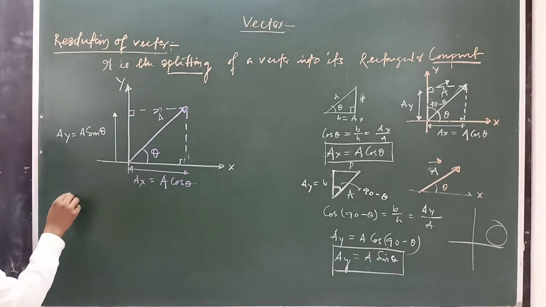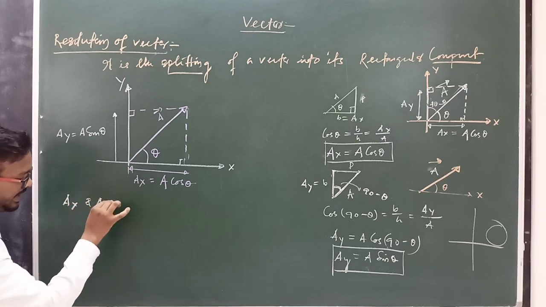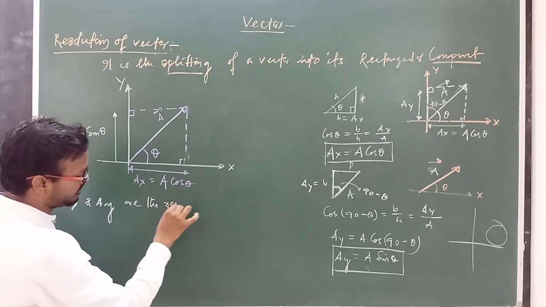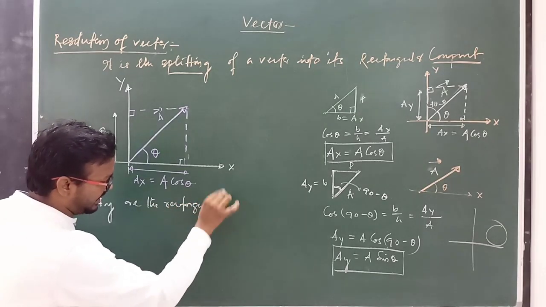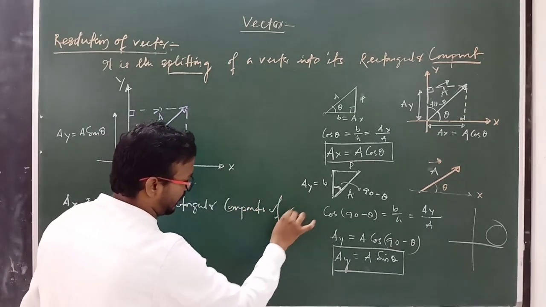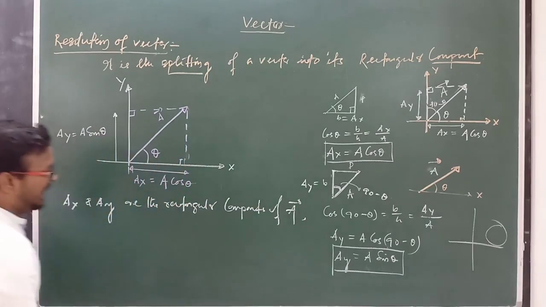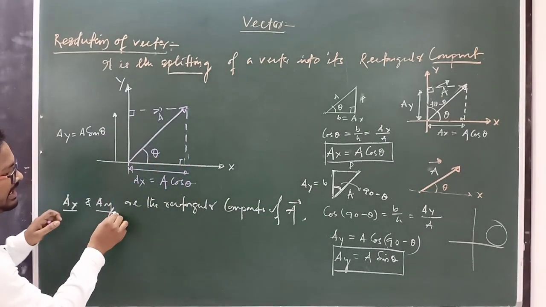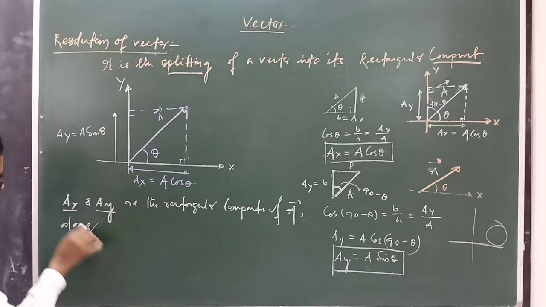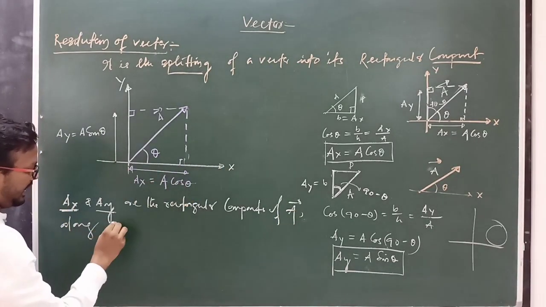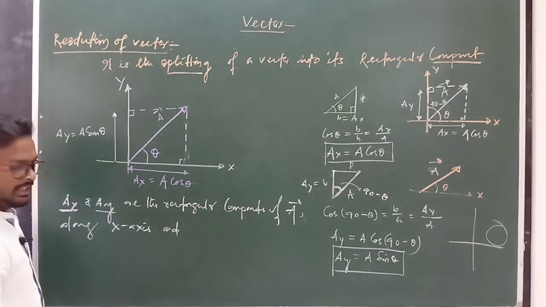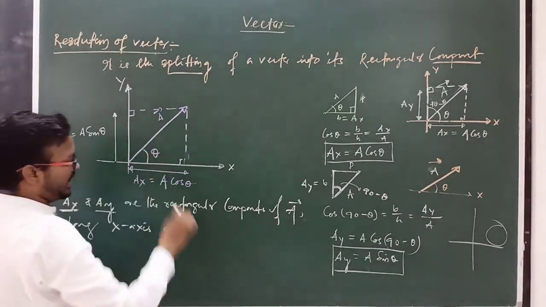Clear? So here ax and ay are the rectangular components of a vector. ax and ay are the rectangular components of the vector, ax along the x axis, and ay along the y axis.